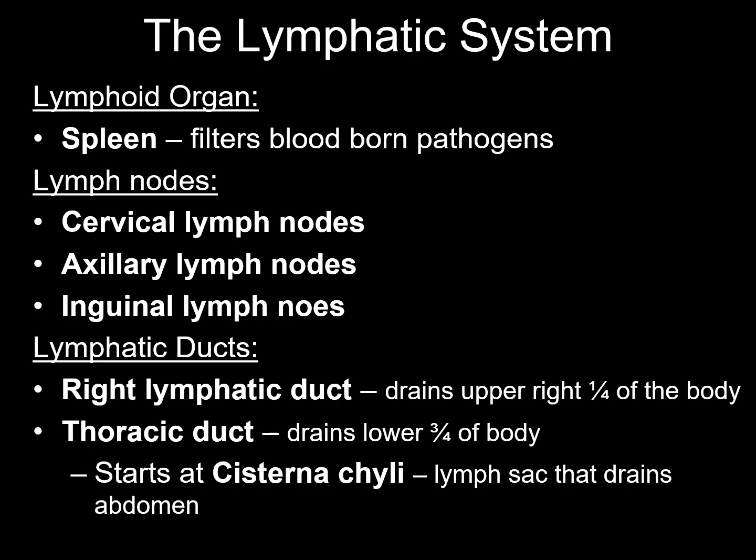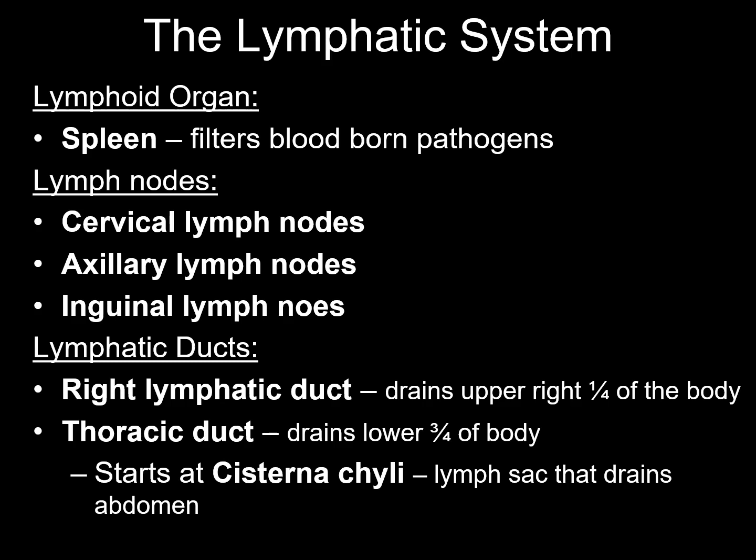And then essentially how we get back to the blood is we go through these large lymphatic ducts. Okay, so we have the right lymphatic duct, which is going to drain the upper right quarter of the body, and that'll make a little more sense in a minute. And the thoracic duct, which could also be called the left lymphatic duct, essentially comes through the thoracic cavity, and it's going to drain pretty much the rest of the body, the entire left and lower part of the body.